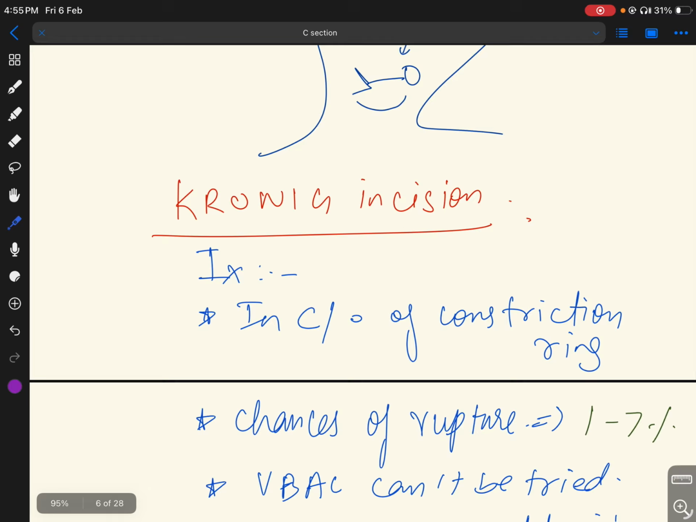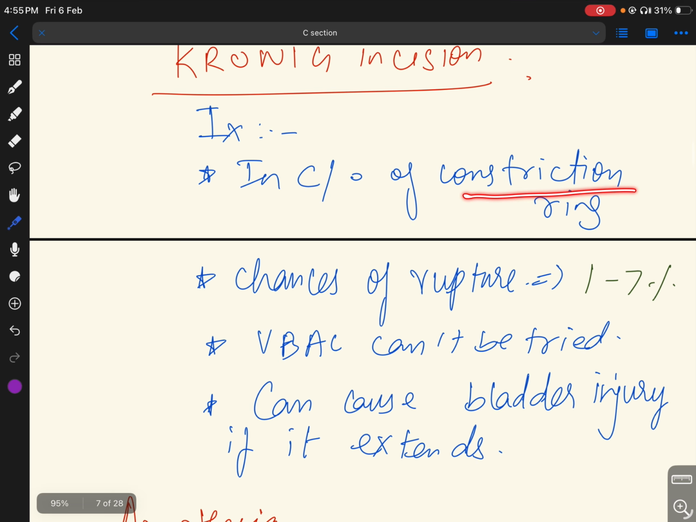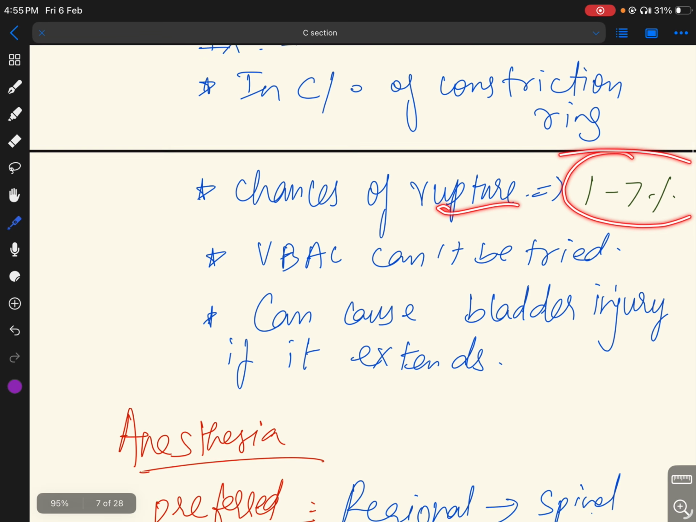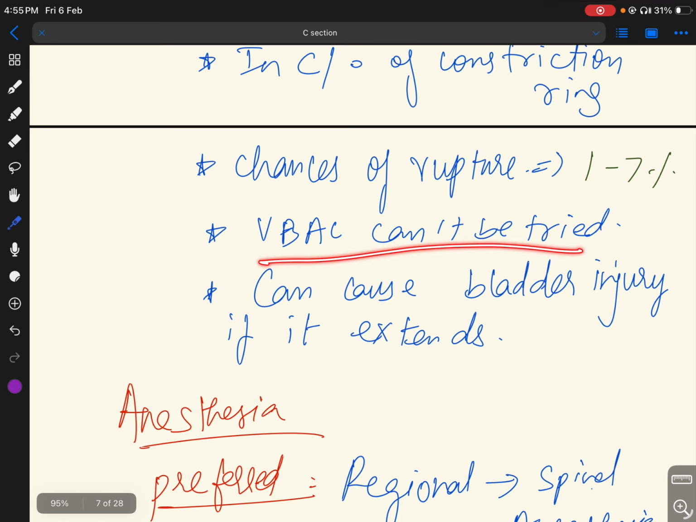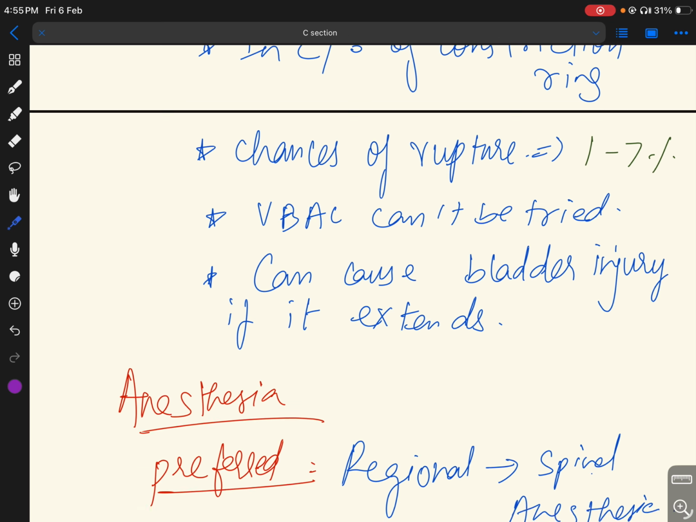In chronic incision, what are the indications? In case of constriction ring present, chances of rupture is high and VBAC can't be tried. It can cause bladder injury if it extends.